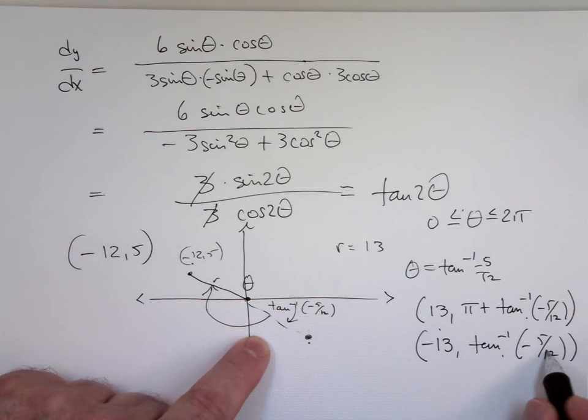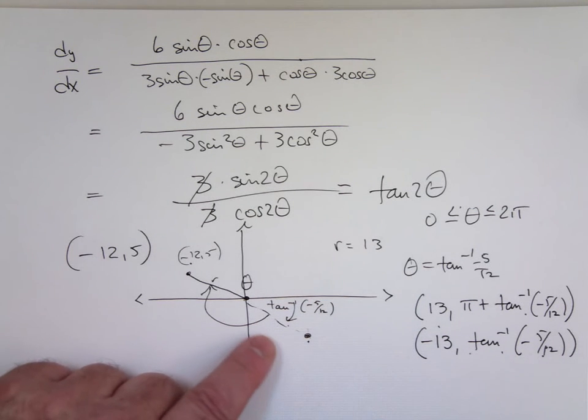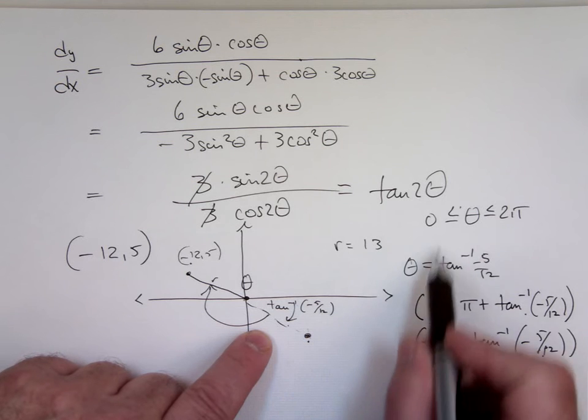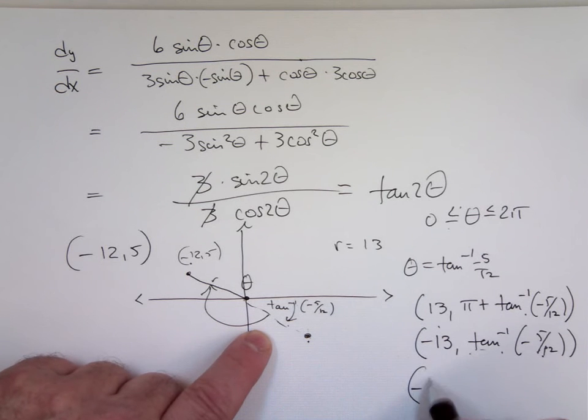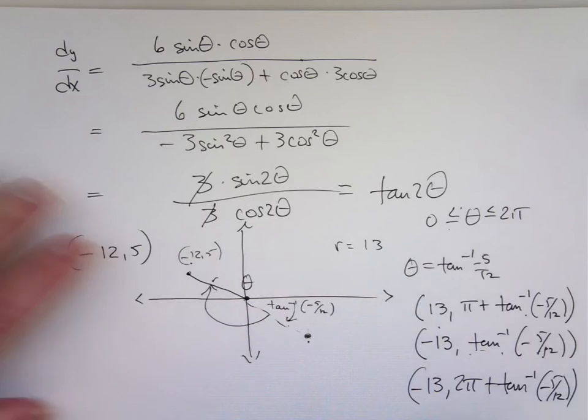Webassign is going to mark this wrong, because they want a decimal. Yeah, that's true too. But because this angle here is not between 0 and 2 pi, what you're going to have to do is add 2 pi to this. I was mixing up my positive and negative r's. Yeah, it's easy to do. This problem's kind of weird.